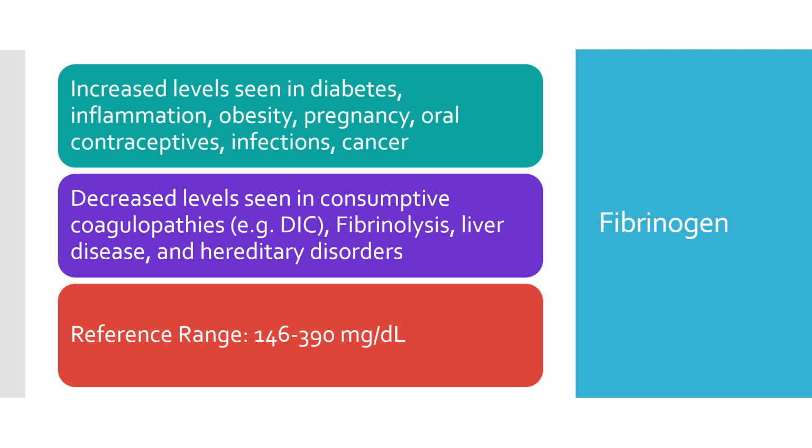Fibrinogen. We may see an increase in fibrinogen levels with people who suffer from diabetes, inflammatory conditions, obesity, pregnancy, oral contraceptives, infections, cancers. We may see decreased levels in consumptive coagulopathies like DIC, fibrinolysis, liver disease, and hereditary disorders. So afibrinogenemia, for example, which we talked about in our last lecture, dysfibrinogenemia or hypofibrinogenemia. Those would all be deficiencies or inherited disorders. And then our reference range for fibrinogen is usually 146 to 390.